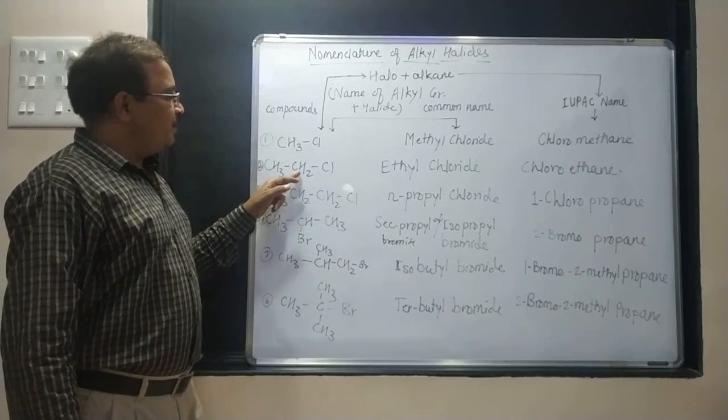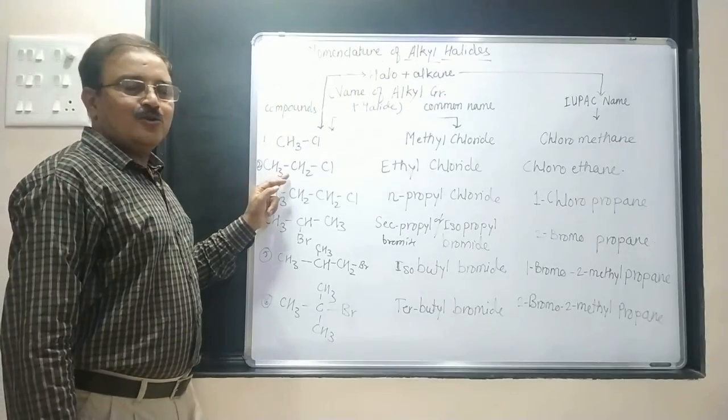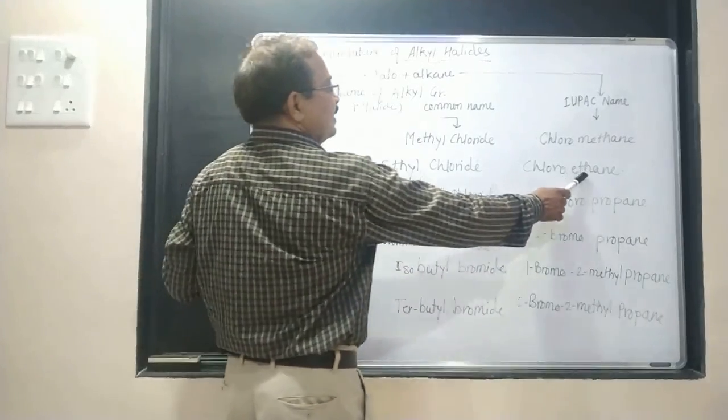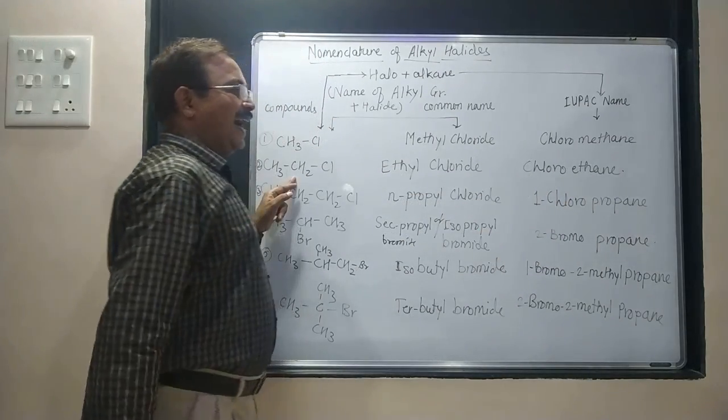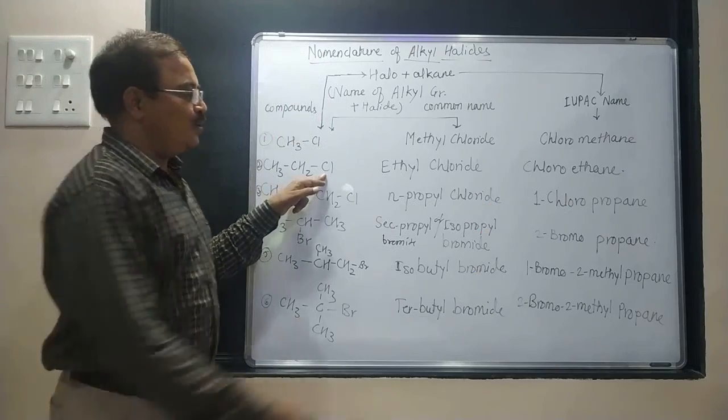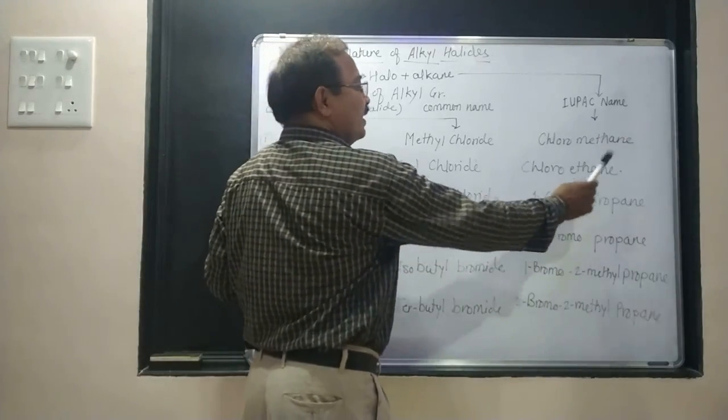Second one, 2 carbon atoms are there. So the corresponding alkane will be ethane and we will prefix halo, that is chloro. So the IUPAC name will be chloroethane.